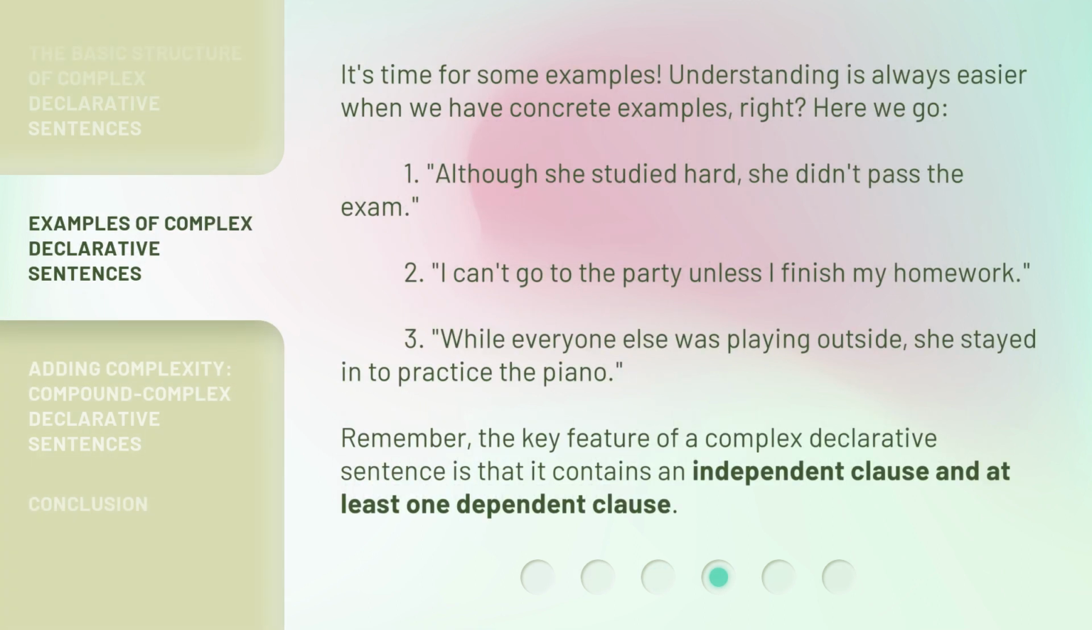It's time for some examples. Understanding is always easier when we have concrete examples, right? Here we go. 1. Although she studied hard, she didn't pass the exam. 2. I can't go to the party unless I finish my homework. 3. While everyone else was playing outside, she stayed in to practice the piano. Remember, the key feature of a complex declarative sentence is that it contains an independent clause and at least one dependent clause.